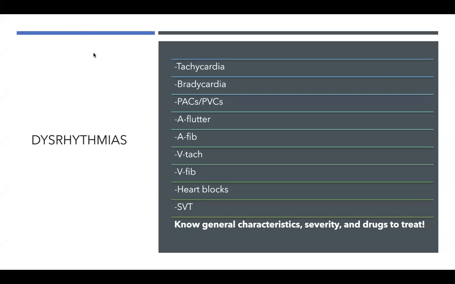So these drugs are going to cover dysrhythmias such as tachycardia, bradycardia, premature atrial contractions and ventricle contractions, A-flutter, AFib, ventricle tachycardia, VFib, heart blocks, and SVT. It is really important to know your general characteristics and severity when it comes to choosing the drugs to treat these.